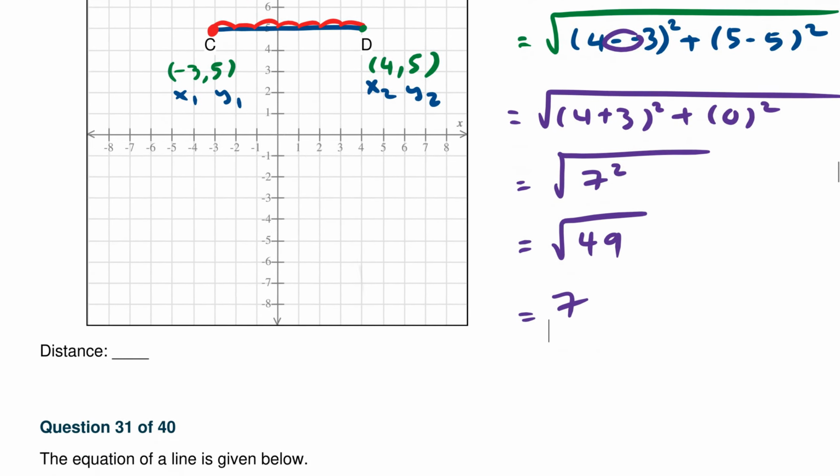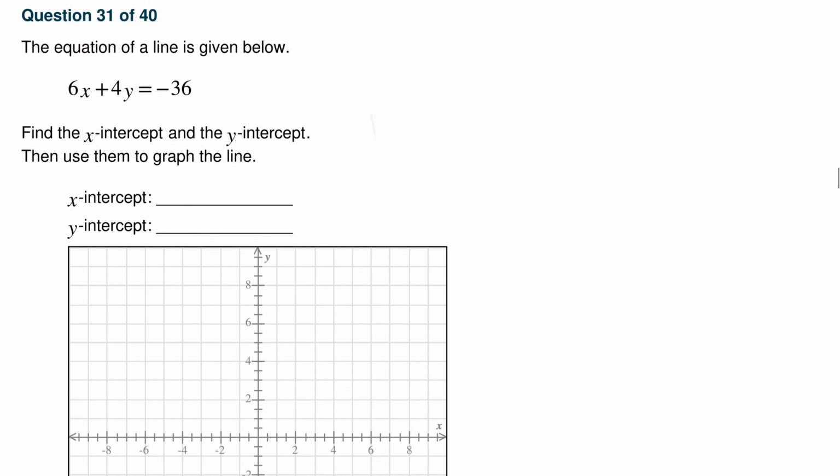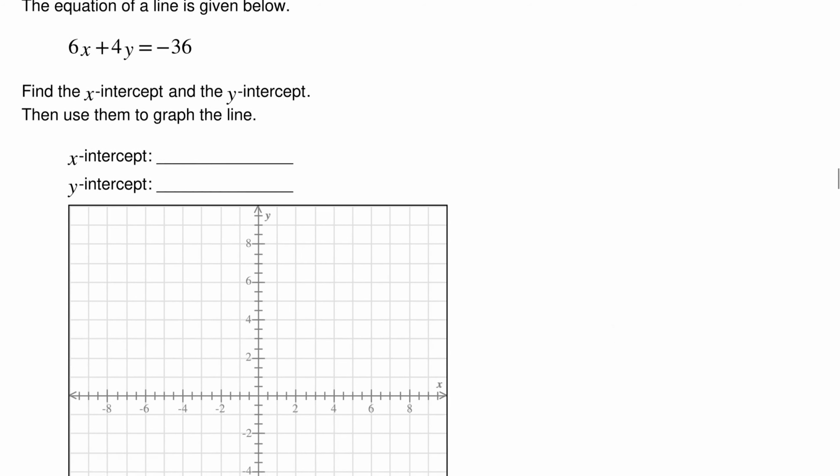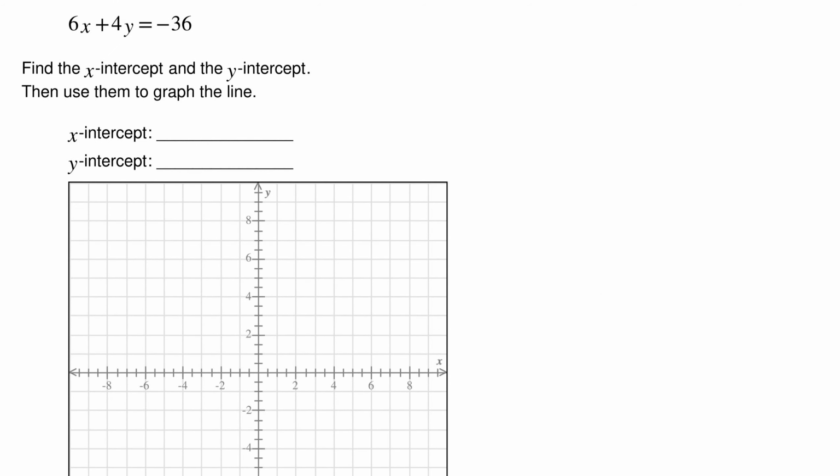Alright, we're going to go to problem 31. The equation of the line is given below: 6x plus 4y equal to -36. Find the x and y intercept, then use them to graph the line. So we just did this on the test, the unit 4 test.